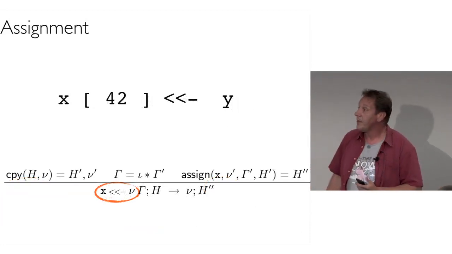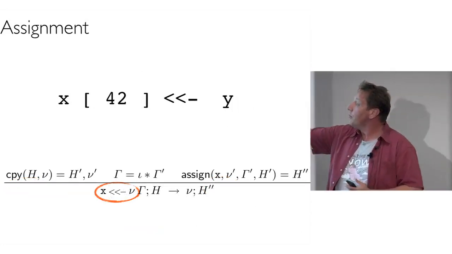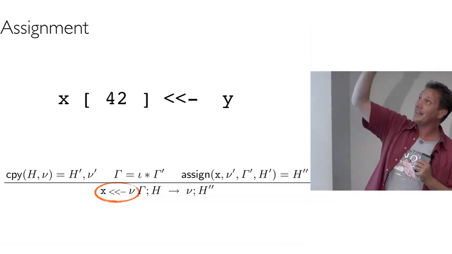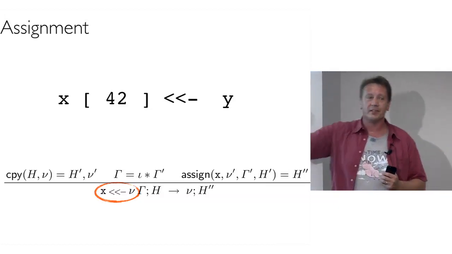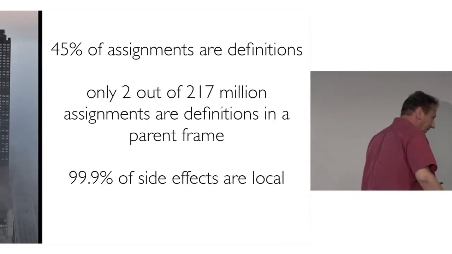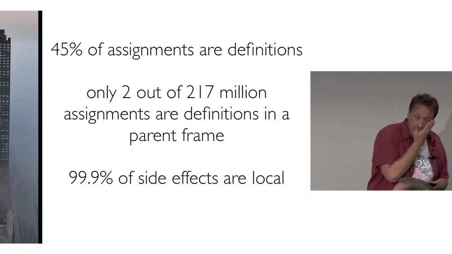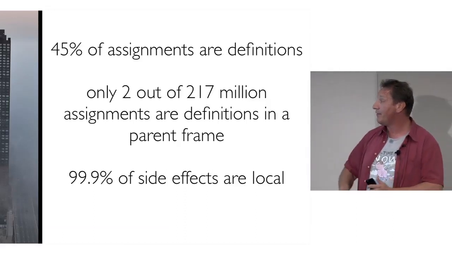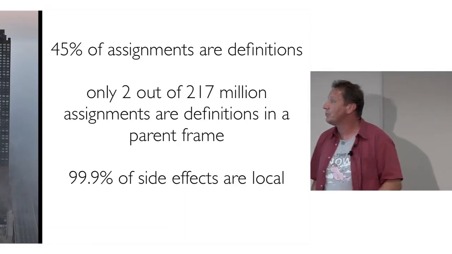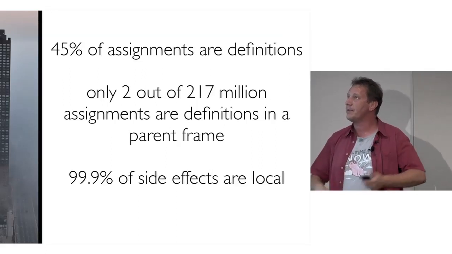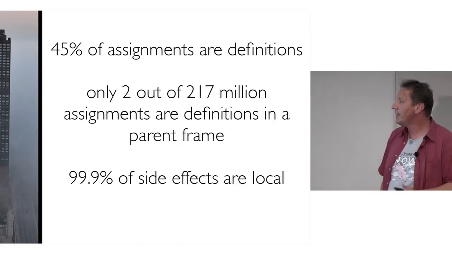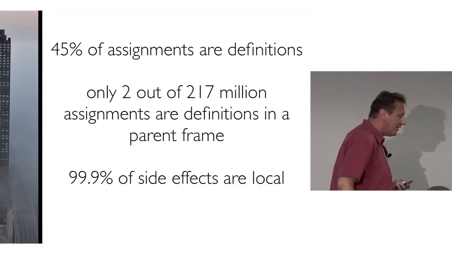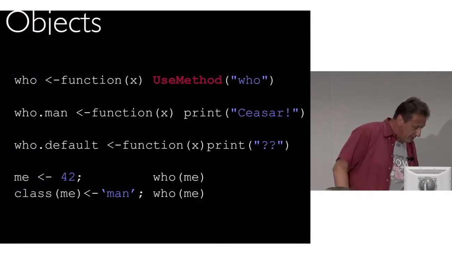And lastly, they have something called a super assignment, which is, hey, I really want to modify the x that is in my parent. Do it. So 99.9% of side effects are local. The only cases where they go outside is when they are implementing something like a hash map. So it's mostly used well, with some weirdnesses.